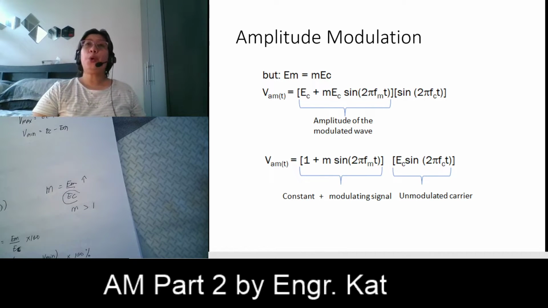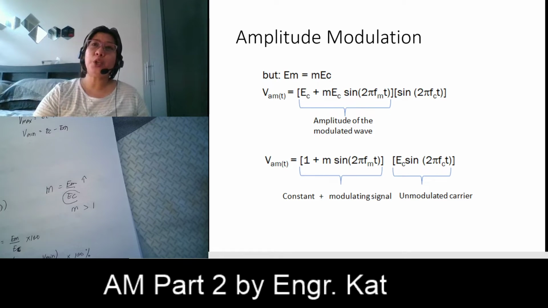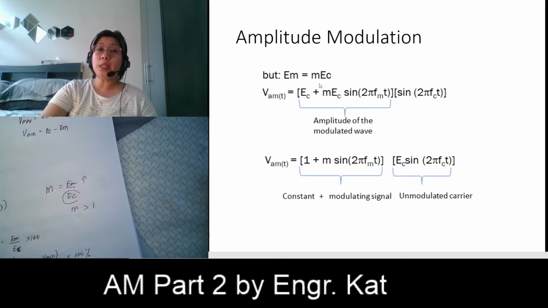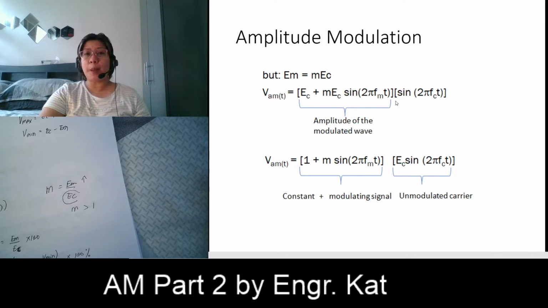So, relating this now to the modulation coefficient that we have discussed a while ago. We have here EM is equivalent to MEC. So M is equal to EM all over EC. So EM can be solved using M multiplied by EC. Substituting that to your EM here, this will give you EC plus MEC sine of 2 pi FMT, sine of 2 pi FCT.